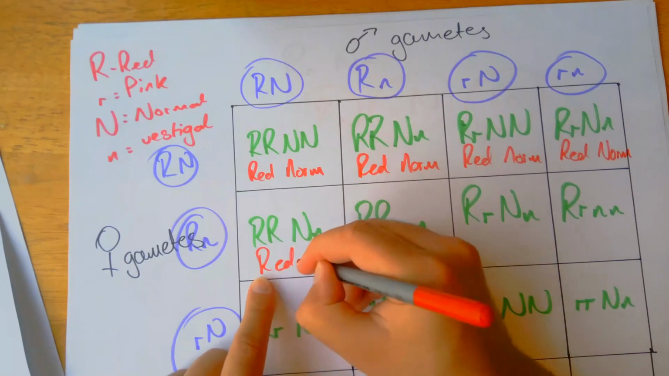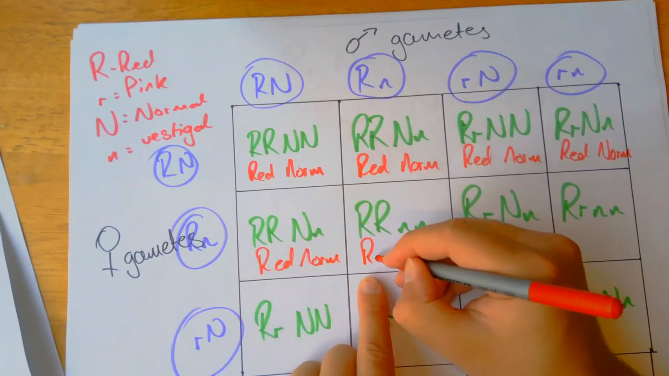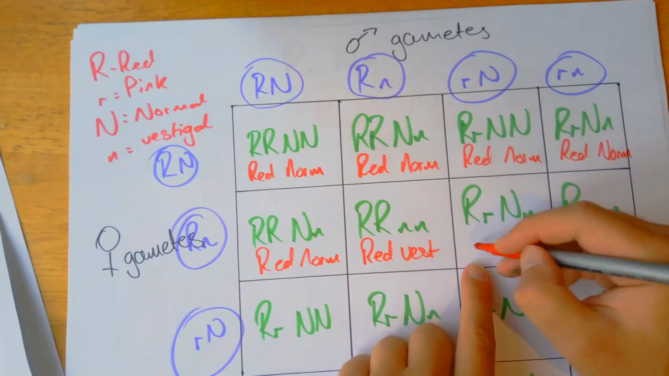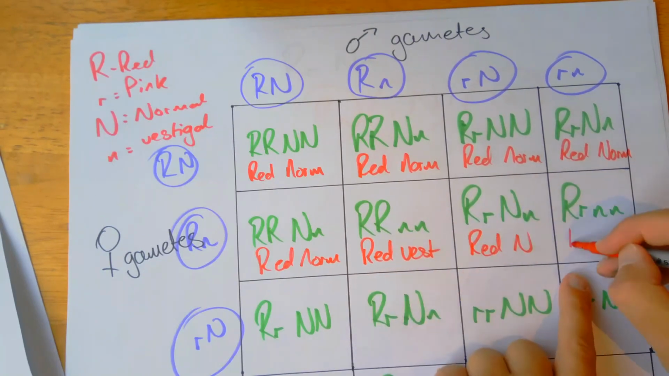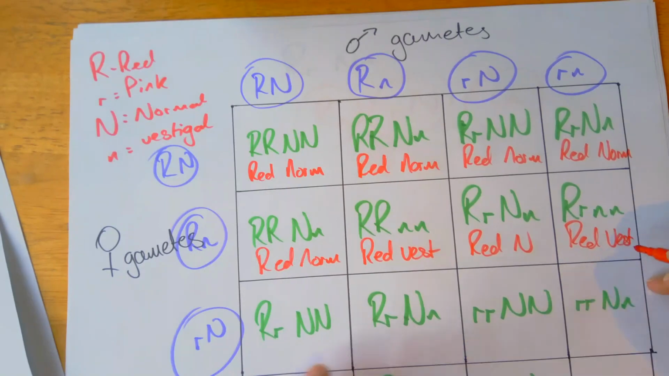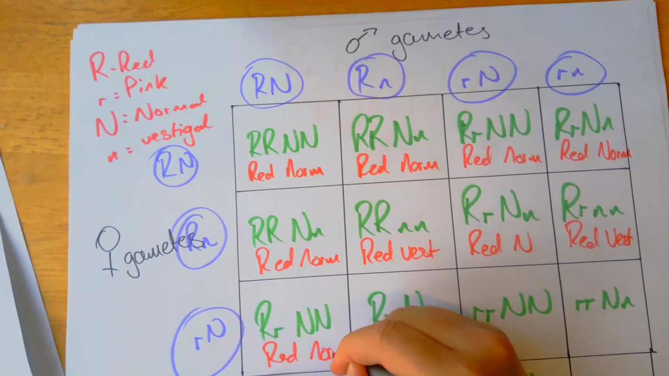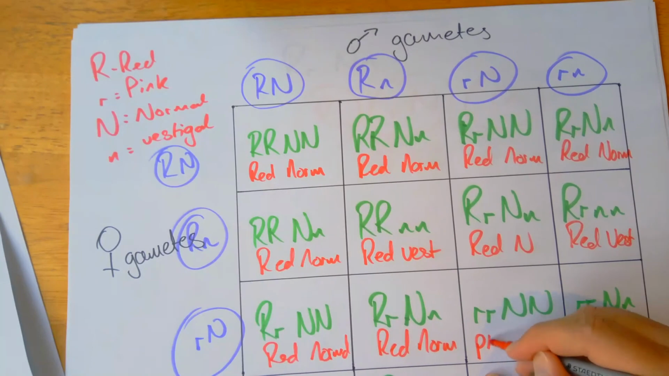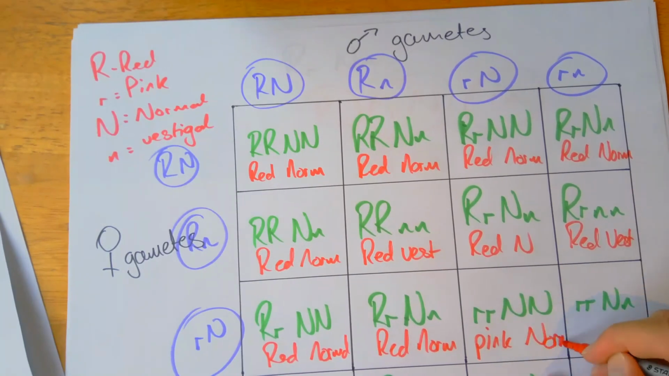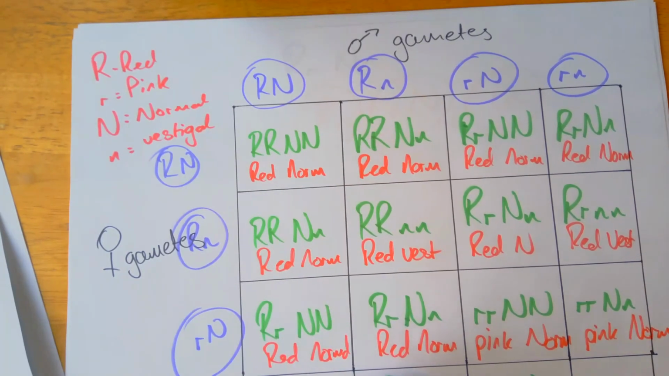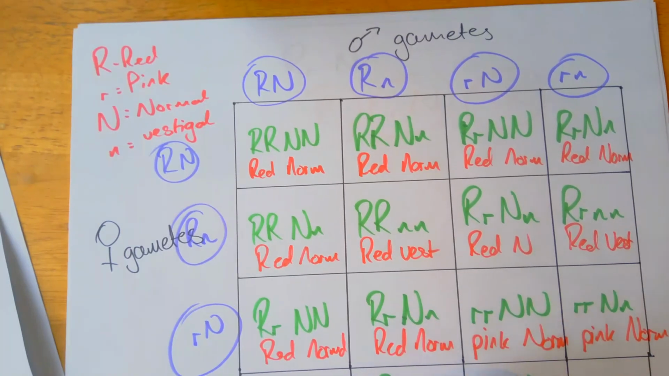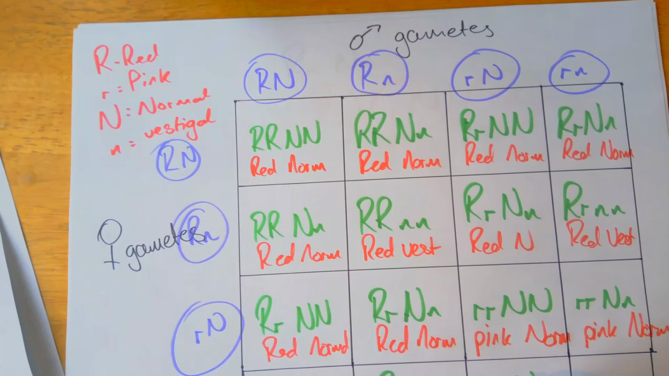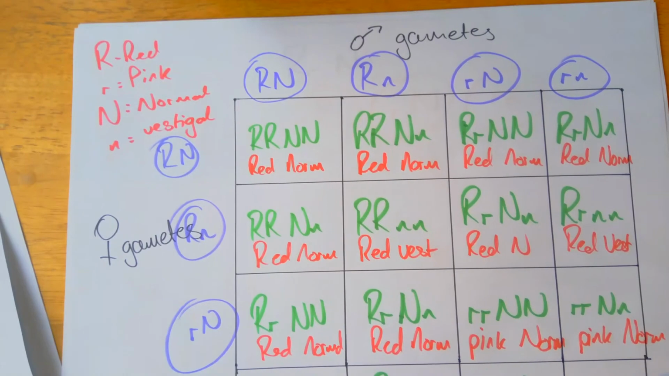Again, red eye, normal wing. Here we're going to have red eye, vestigial wing, red eye, normal wing, red eye, vestigial wing, red eye, normal wing. You can see the trend here. Pink eye, normal wing, pink eye, normal wing, red eye, normal wing, red eye, vestigial wing, pink eye, normal wing, and pink eye, vestigial wing.